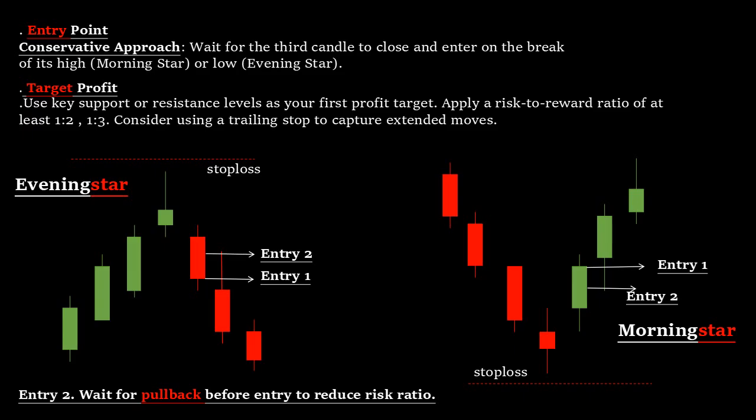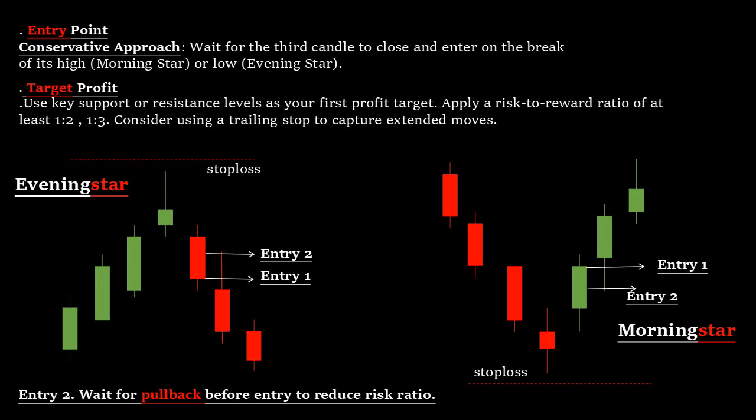Step 5. Target profit. Use key support or resistance levels as your first profit target. Apply a risk-to-reward ratio of at least 1:2 to ensure that your potential gains outweigh your risks. Consider using a trailing stop to capture extended moves and maximize your profits. By following these steps, you can effectively trade the evening star and morning star patterns, turning your analysis into profitable trades. Up next, we'll delve deeper into how to trade these patterns on live charts.